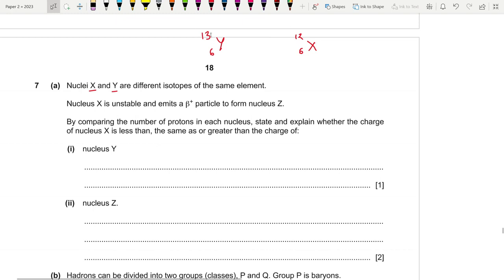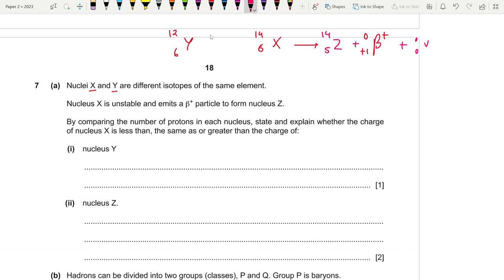Okay, so wait, let's do this. Why don't I make Y carbon 12, right? This makes sense. And X is carbon 14. Now this is fine. Okay. So X decays to form a beta plus particle which has a mass of 0 and a charge of +1. So the new nucleus that forms is Z. We also release an electron neutrino, and the new nucleus will have the same mass, right? However, the proton number decreases by 1. Why? Because we need to maintain charge.